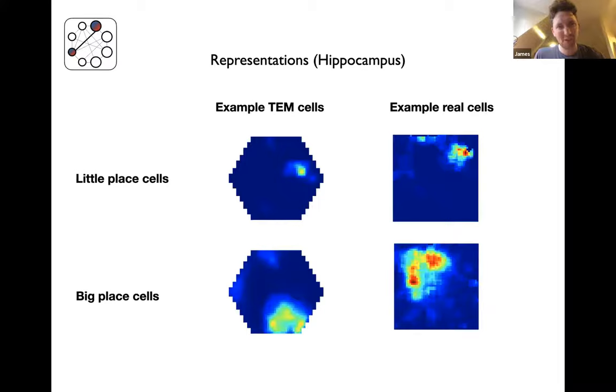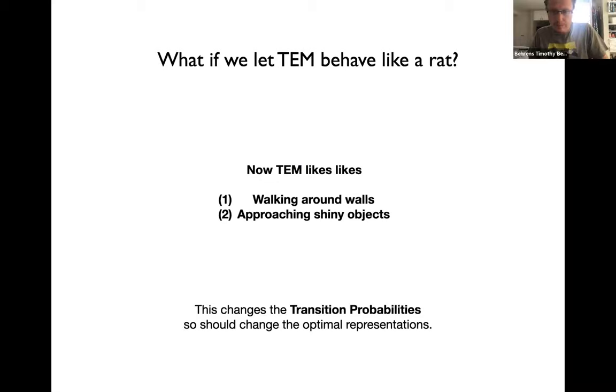But what if I get it to behave a little bit like a rat? Well, rats like running near walls. They like approaching special shiny objects. But the interesting thing is, once you start behaving a bit differently, it changes your likely transition probabilities. And because TEM, although it's building a map, it's a transition map, once you change the likely transitions, you're going to change the optimal representations to be learned.